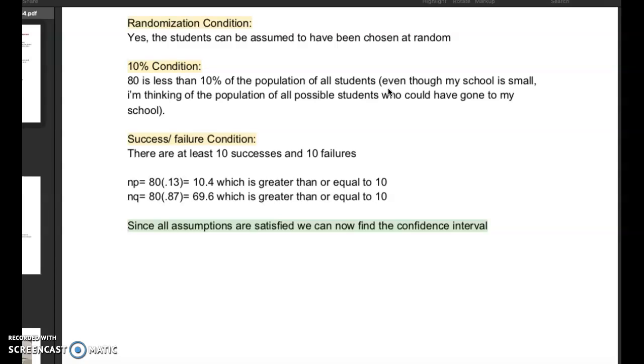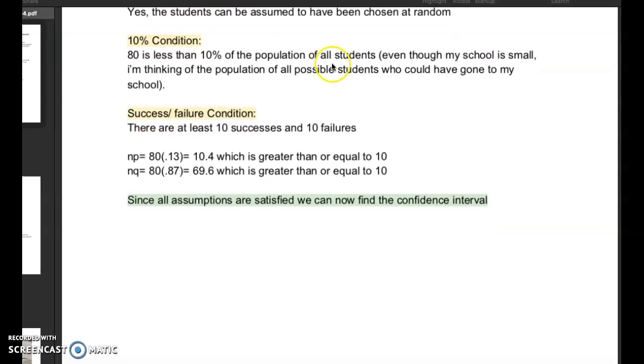Now, even though Tinian High School is pretty small, I'm thinking of the population of all the students who have possibly gone to my school. So that's how I believe that 80 is less than 10% of the population of all students as a whole.